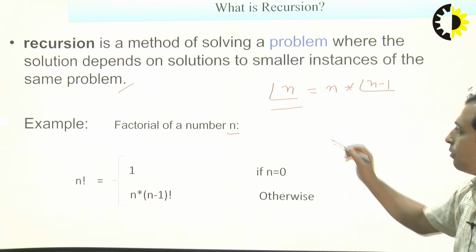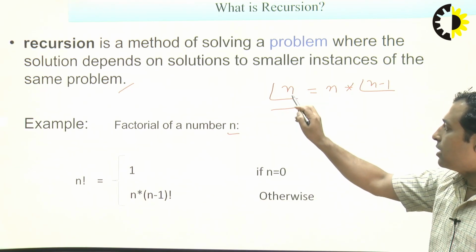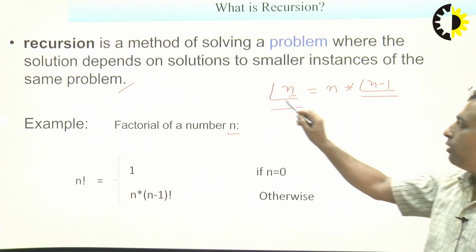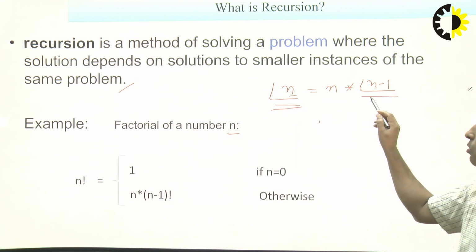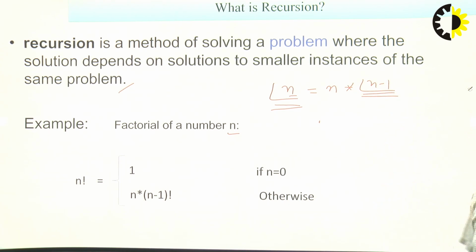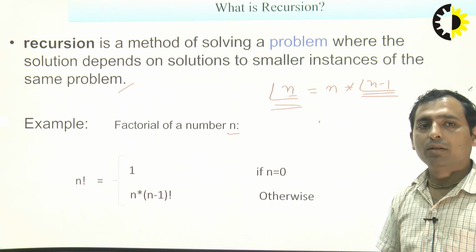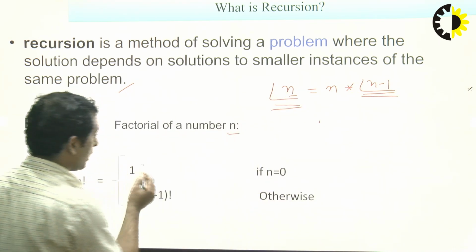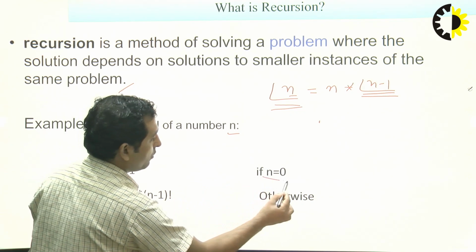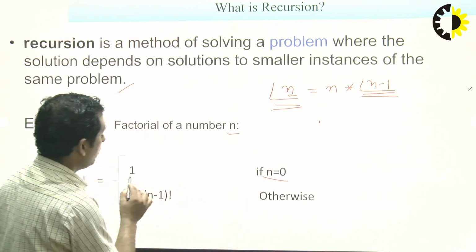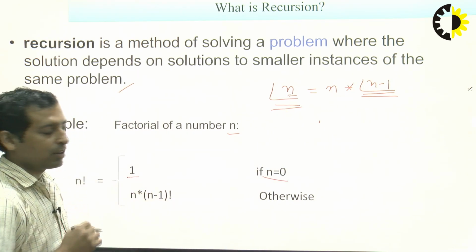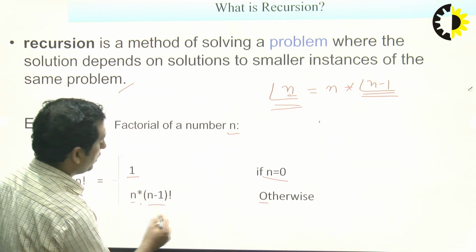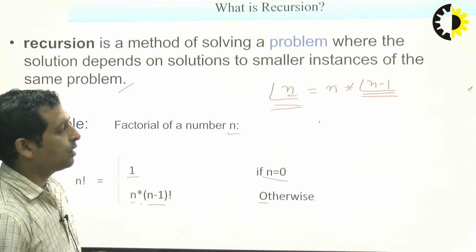Here we write the definition of factorial in its own term, that is factorial. So, this is a recursive definition of the factorial. We write it like this. This is the base case: if n equals 0, then the value of factorial is 1. Otherwise, it is n into factorial of n minus 1. This is the recursive definition.